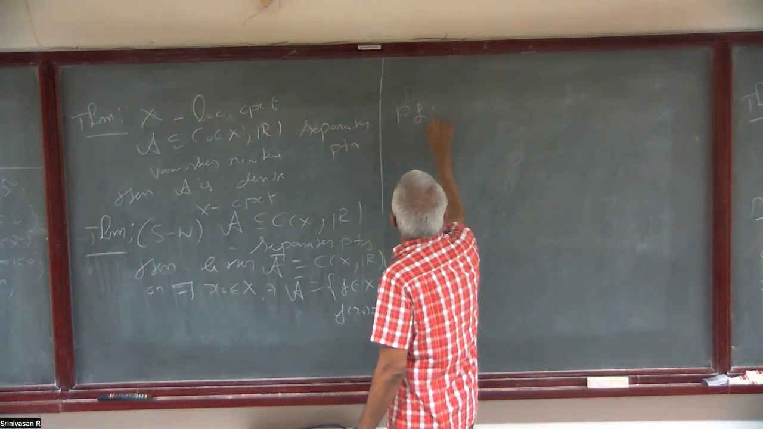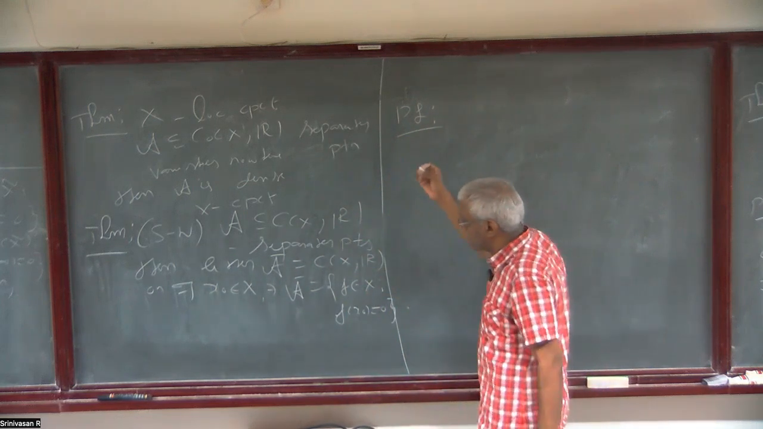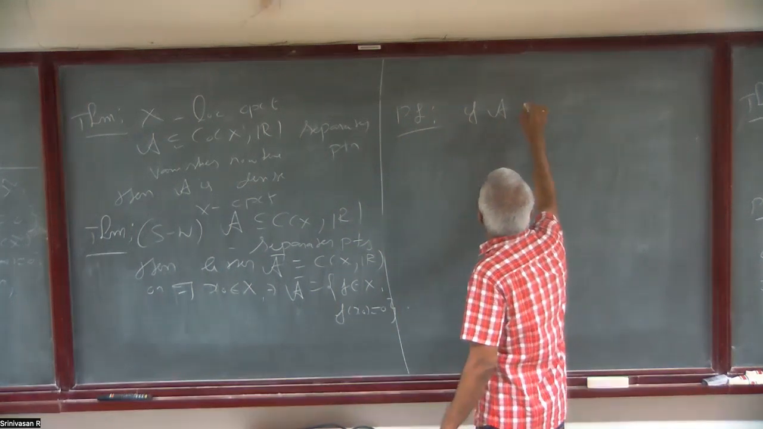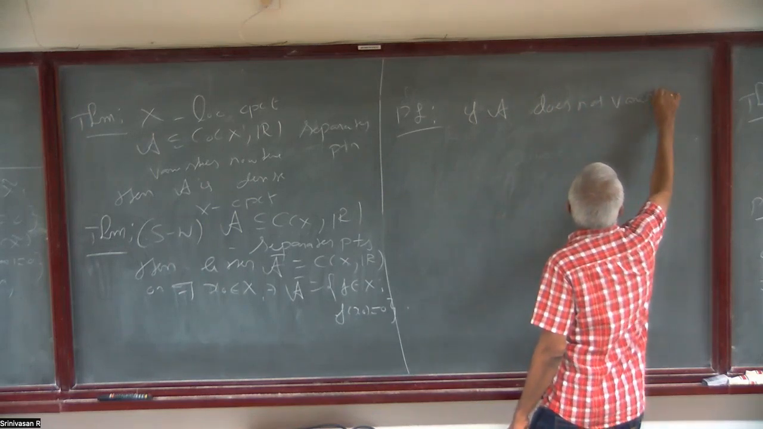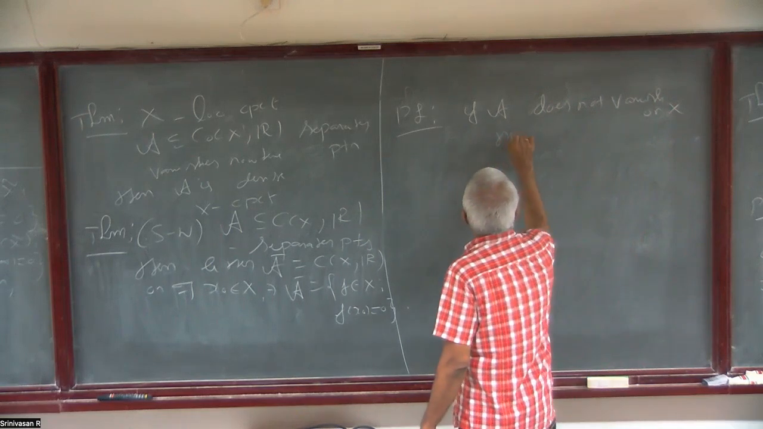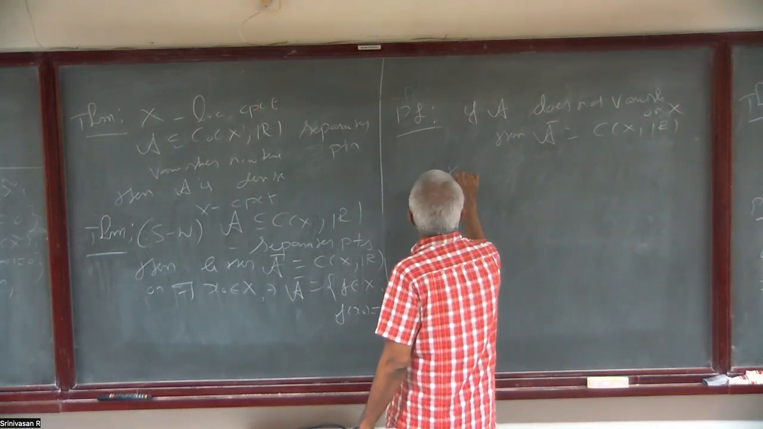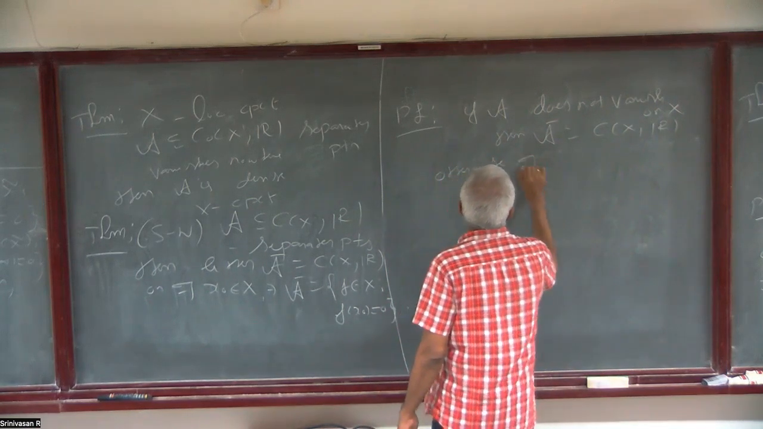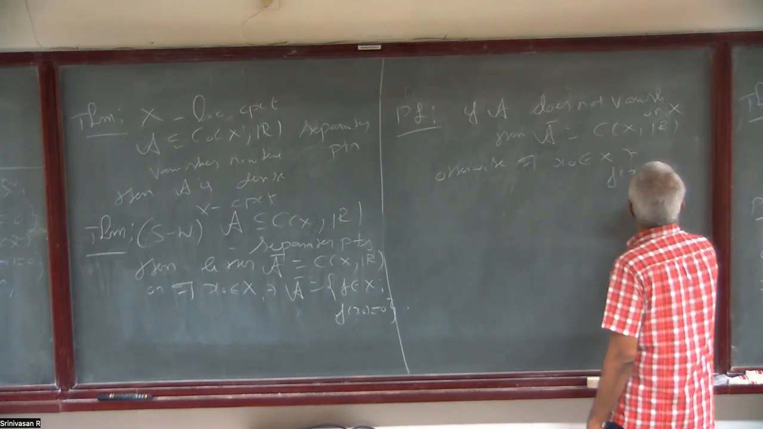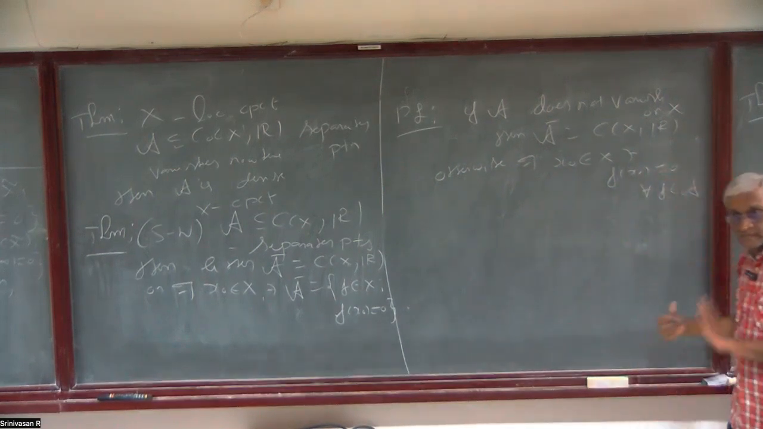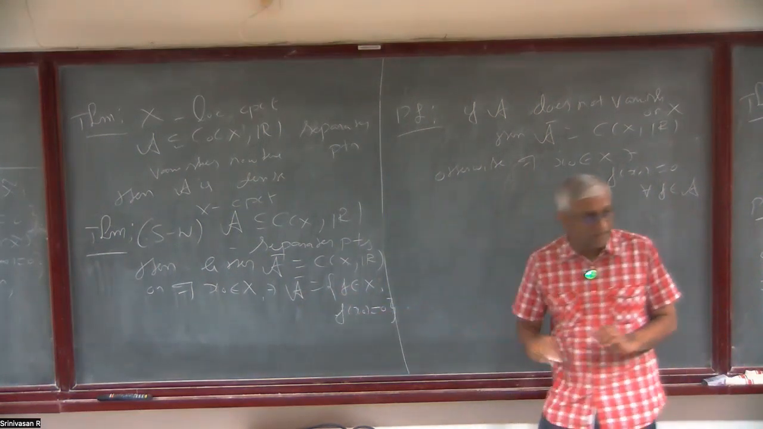Proof. So suppose, should I write it? I mean, it's clear. Suppose A does not vanish on X, of course, then the closure of A equals C(X). Otherwise, there exists x naught in X such that f(x naught) equals 0 for all f in A. And we want to prove this statement, that the closure of A is this.